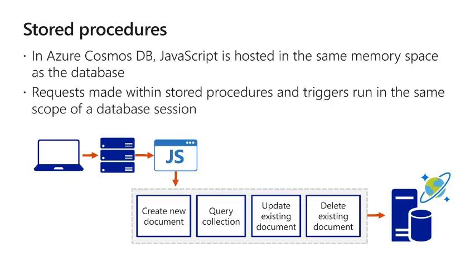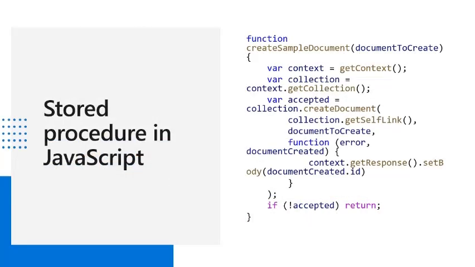This diagram illustrates the process of running a stored JavaScript procedure on Azure Cosmos DB server and common tasks that might run within the stored procedure's scoped transaction, such as creating, querying, updating, and deleting documents. This is how a JavaScript stored procedure looks.